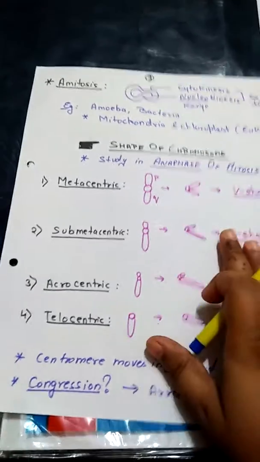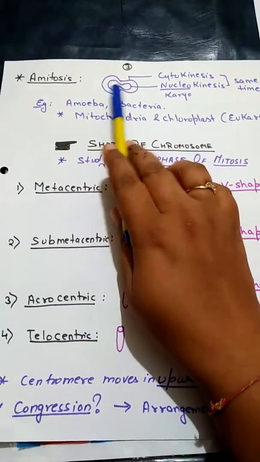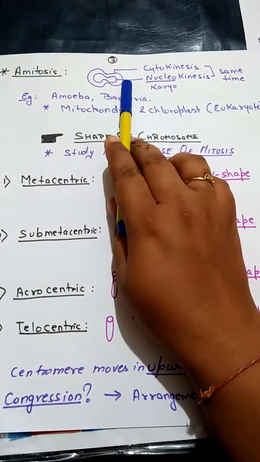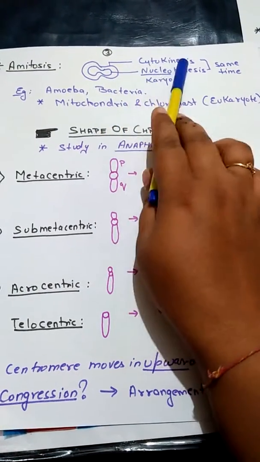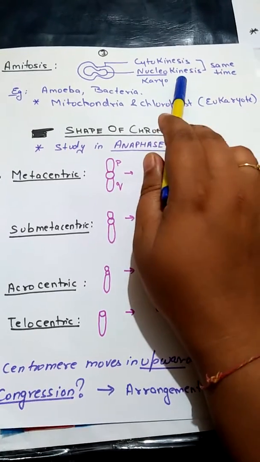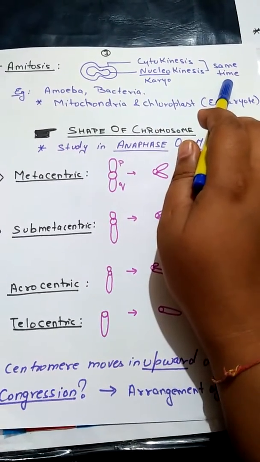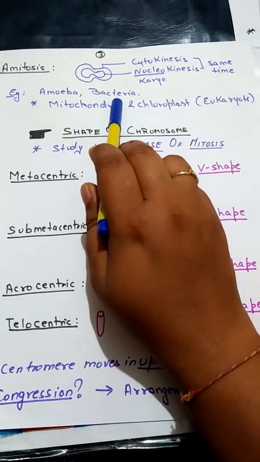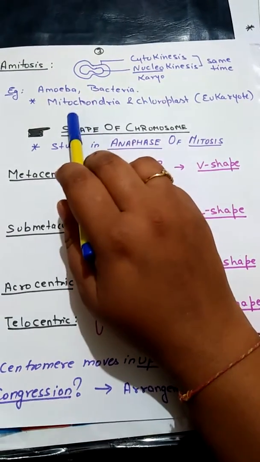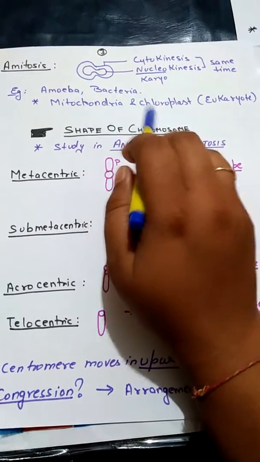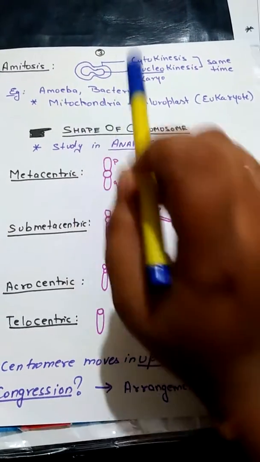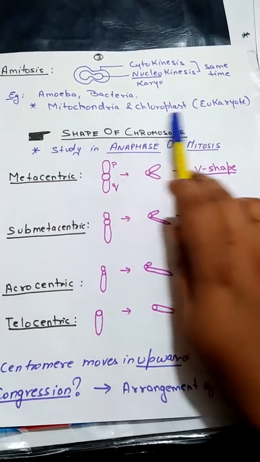Now, moving on to amitosis. Amitosis is the process which is dissimilar to meiosis and mitosis, because here cytokinesis as well as karyokinesis both occur simultaneously. Examples are amoeba and bacteria. Now here is an exception: in eukaryotes, mitochondria and chloroplast both perform an amitosis-like process. Now, here cell division is completed.